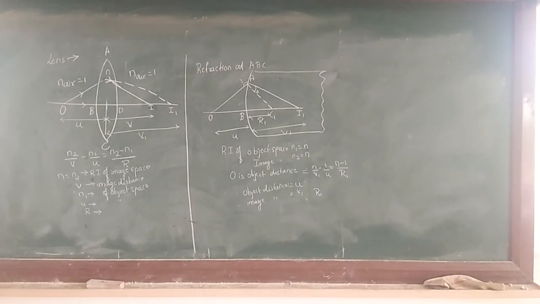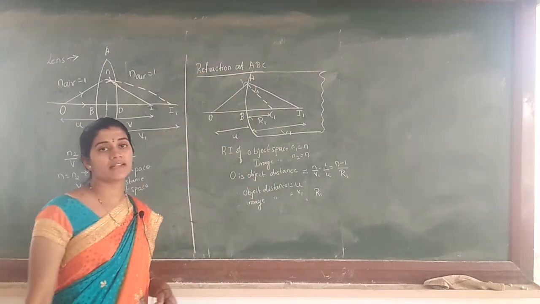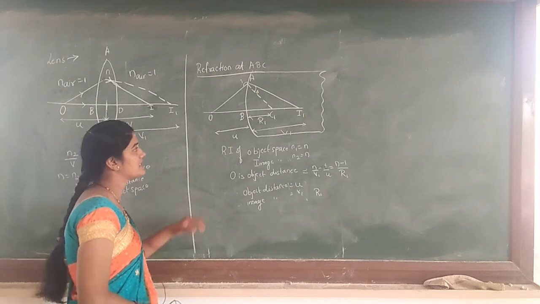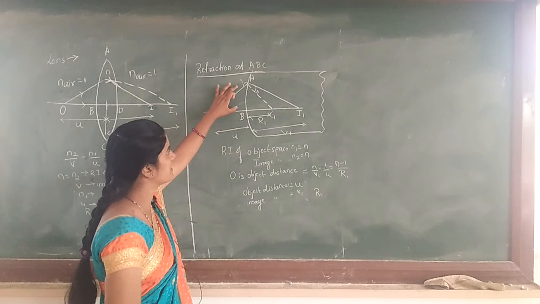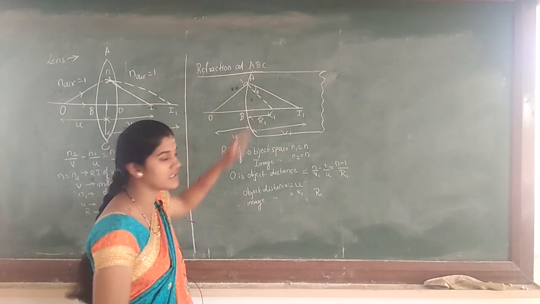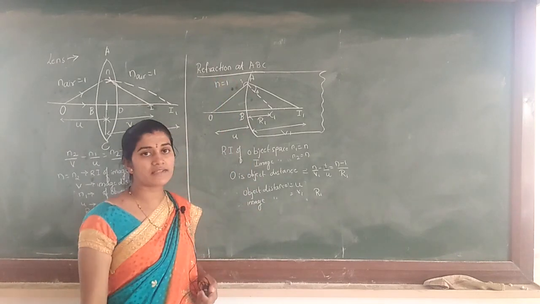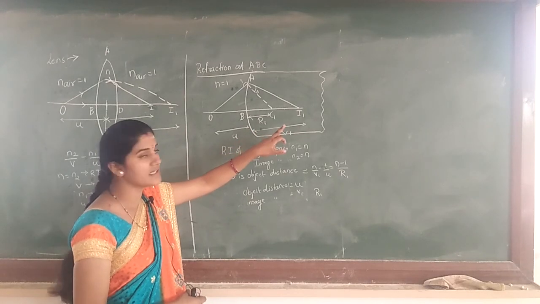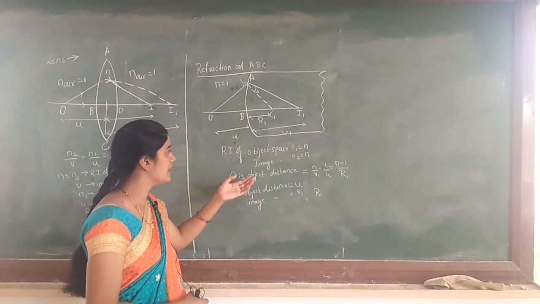Now we have to study the refraction at the surface ABC. Let us consider AB is the spherical lens. O is the luminous object. Again here we have taken i, the angle of incidence, and r, the angle of refraction. Here we are considering n is equal to 1 for the image distance. Next R1 is the radius of curvature, I1 is the incident ray, u is the object distance, v is the image distance.